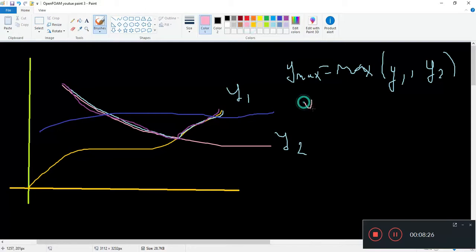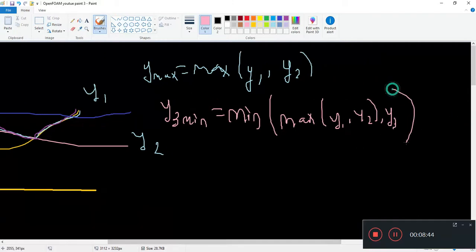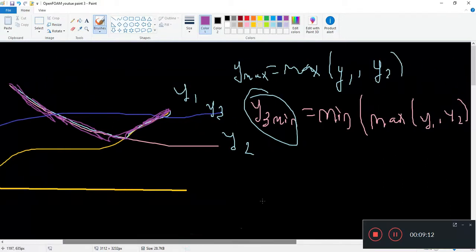So y3 min equals the minimum of the maximum of y1, y2, and then y3. So that's what this complicated function is about. This is y3, I shall use this color. So if you want y3 min, I will use a green curve. It's going to compare this purple line here and this blue line. Just ignore what y1 and y2 are because we took the maximum of that already here. So that's the purple curve.